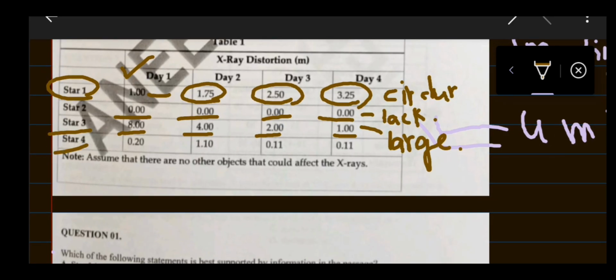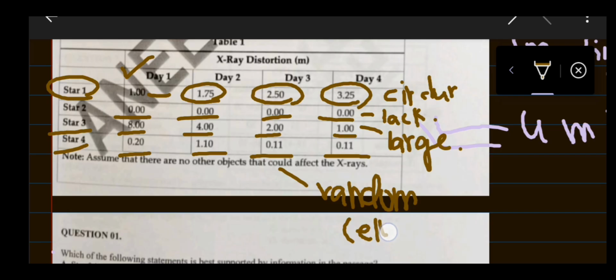Then star 4, here you can see 0.20, 1.1, 0 point and 0 point. So this is not increasing or decreasing linearly, however it is random. It is random, so it basically has the elliptical orbit. So now what the question first asks about, question 1, is which of the following statements is best supported by the information in the passage, means which is the best statement which supports this information.